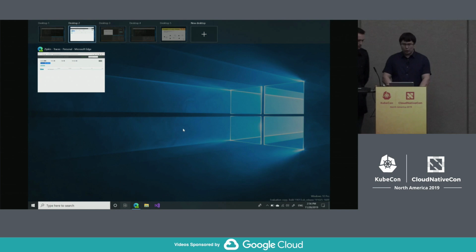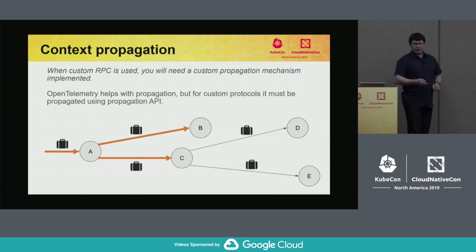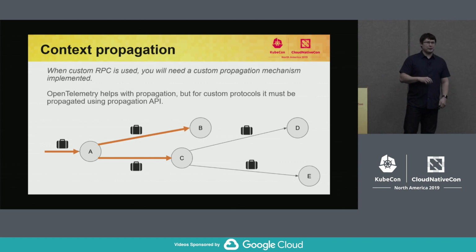So I showed you propagation for HTTP, it's automatic. Sometimes you need to have propagation for other protocols, and it's not automatic. So we need to have APIs to enable this propagation. Especially it's important for queue patterns, when there's not a direct RPC correlation, when you need to put context into your messages and propagate the message as a whole. So context will be propagated with the payload of the message. For this kind of scenario, you'll need to have custom logic.